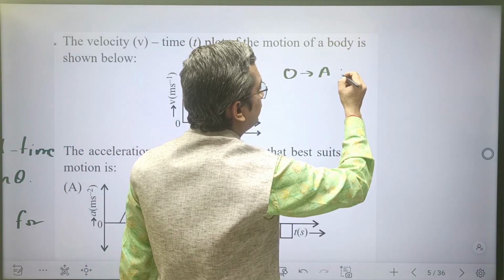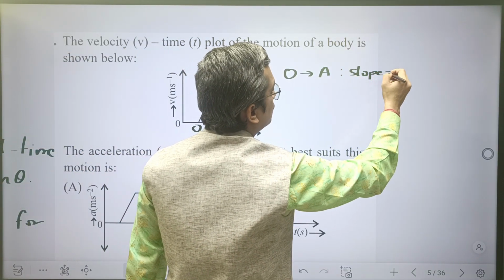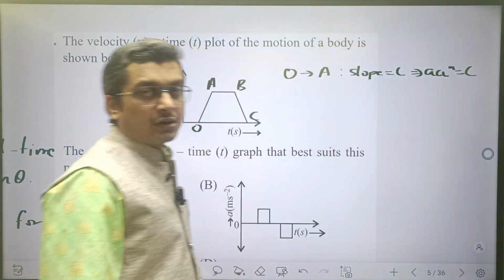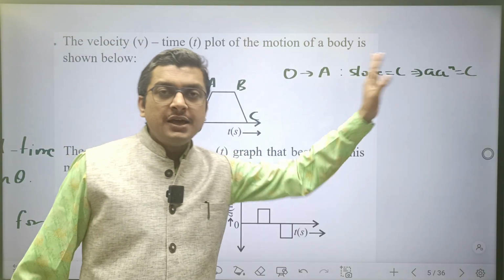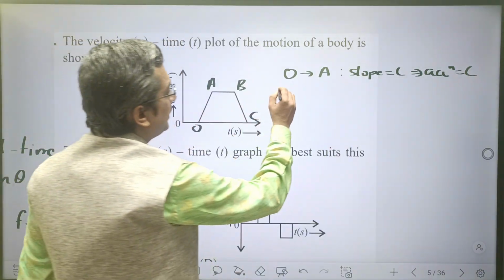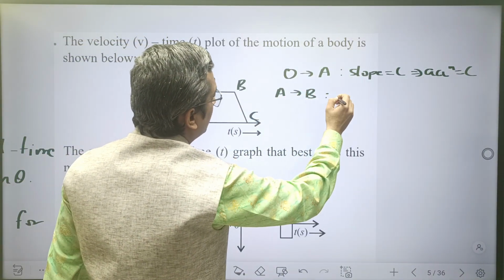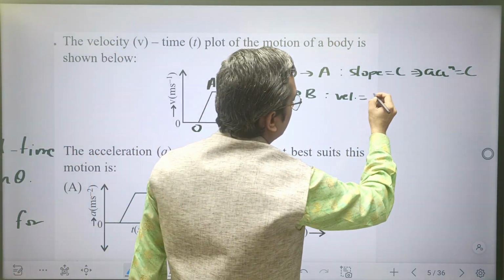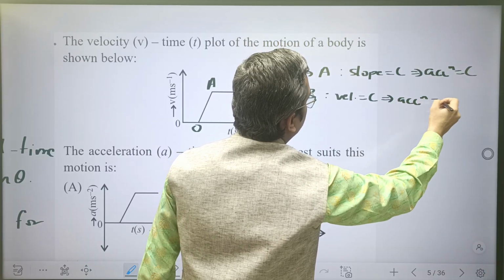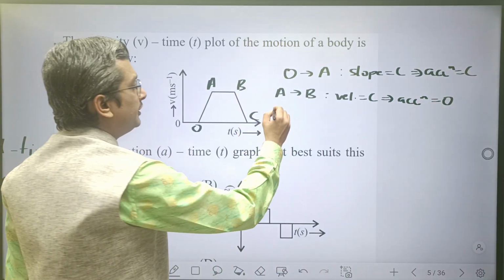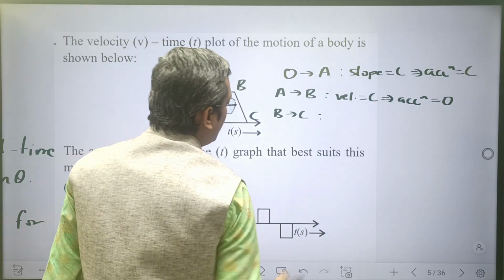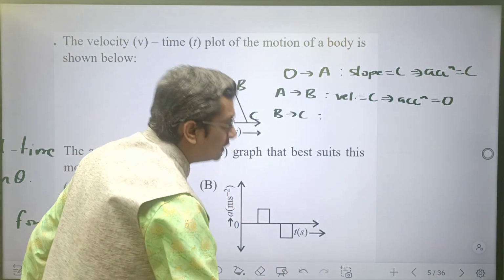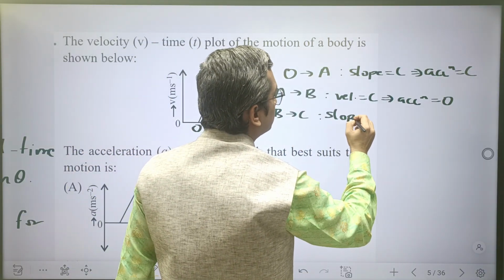It means that in this region, slope is equal to constant. It means that acceleration is again constant, because the slope of the velocity time curve is given by acceleration. Now from region A to B, you can see that velocity is constant. Velocity is constant means acceleration is 0. From region B to C, the velocity is changing, or you can see it is the case of downfall. So here the slope is negative.